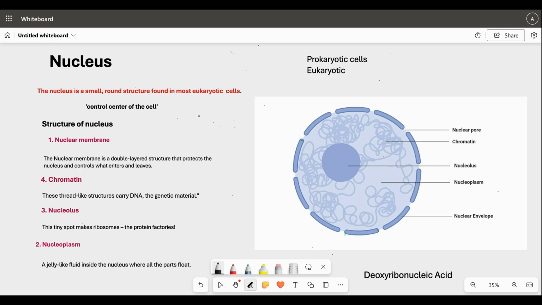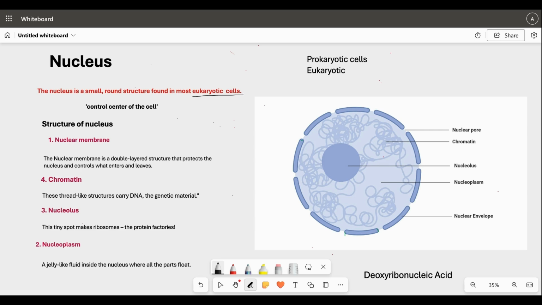In today's video, we are going to learn about the structure and function of the nucleus, which is one of the most important parts of a cell. So, what is a nucleus? The nucleus is a small round structure found in most eukaryotic cells.